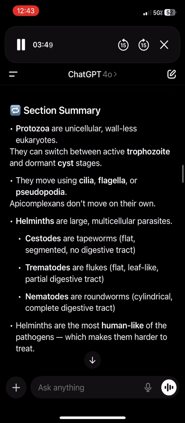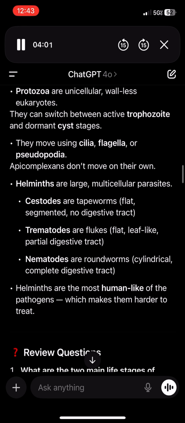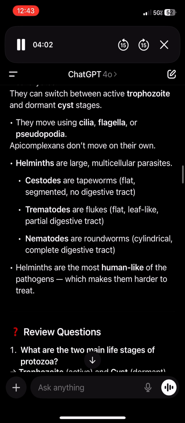Section summary. Protozoa are unicellular, wall-less eukaryotes. They can switch between active trophozoite and dormant cyst stages. They move using cilia, flagella, or pseudopodia. Apicomplexans don't move on their own. Helminths are large, multicellular parasites.